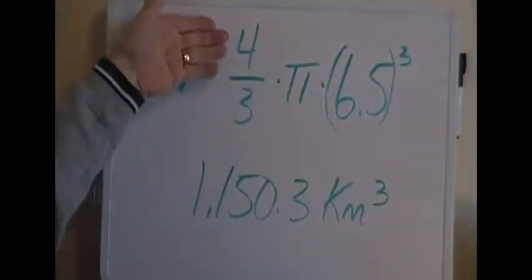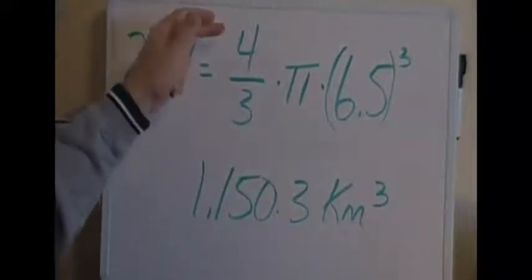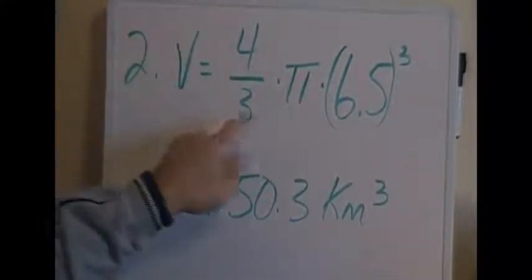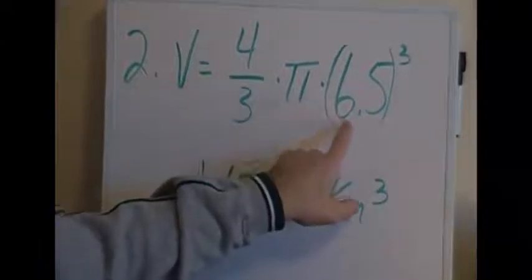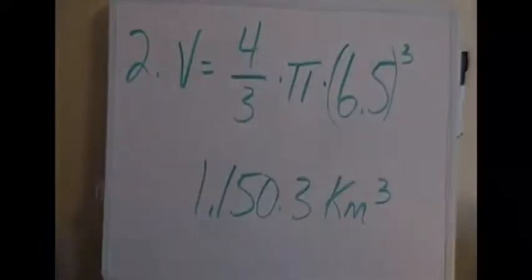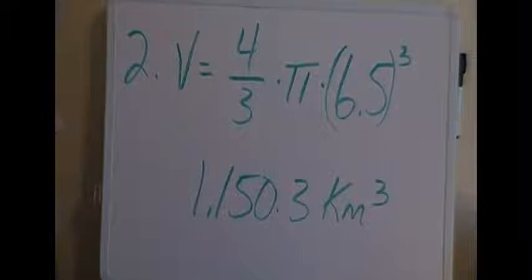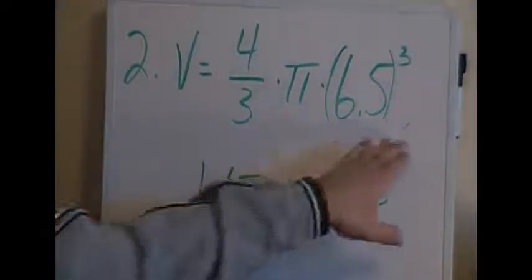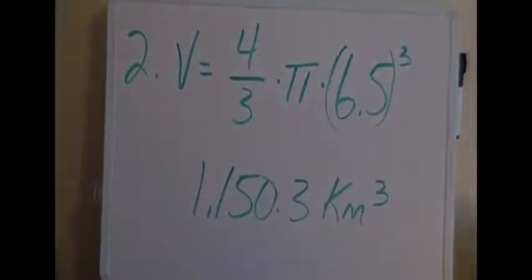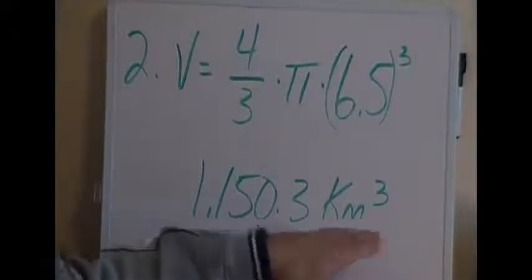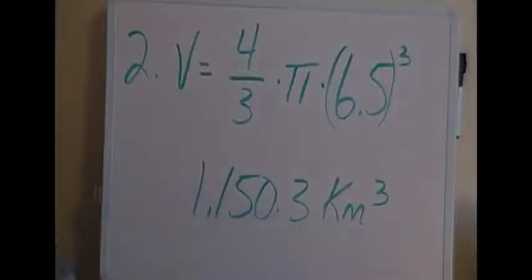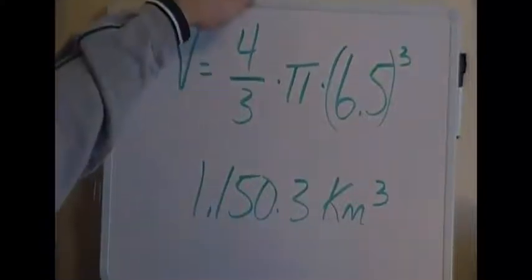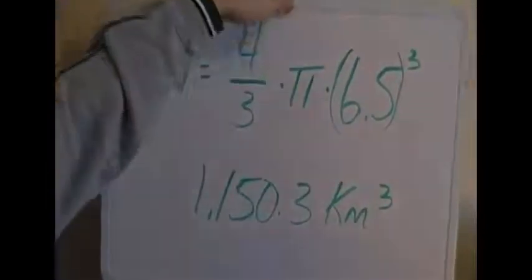Problem number 2 has a radius of 6.5. So in this case, I wrote it as 4 over 3, so you remember it's just a matter of 4 divided by 3 times pi times 6.5, and you could use your caret key to raise it to the third power, put it all in the calculator in one string, and you get 1,150.3 kilometers cubed. Another thing to always make sure you're paying attention to with these problems is make sure you get your unit down right away, and volume is always going to be cubic units.